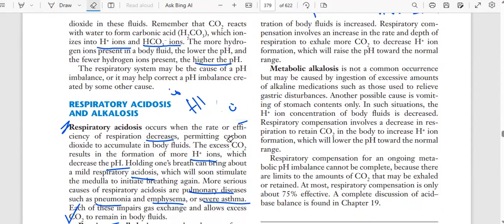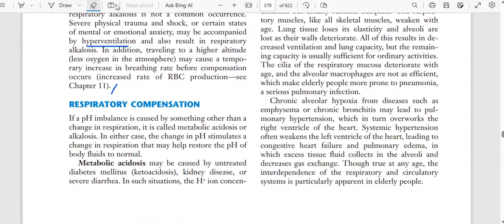Yes, sir. Next, respiratory compensation. If a pH imbalance happens, what will happen? What will the respiratory system do? If the pH imbalance is caused by something other than a change in respiration, it is called metabolic acidosis or metabolic alkalosis. Here, the reason is the respiratory system, so we call it respiratory acidosis or respiratory alkalosis.